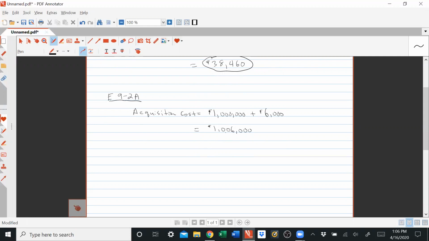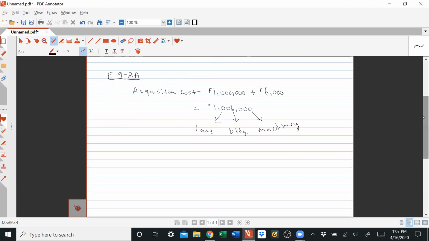And the question is, this was paid for the plant, but the plant consists of 3 assets: land, building sitting on the land, and machinery that's inside the building that's sitting on the land. So when we buy this plant, we're going to make a journal entry. We're going to debit land, debit building, and debit machinery. We're going to credit cash for $1,006,000.